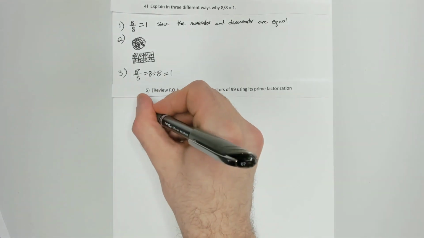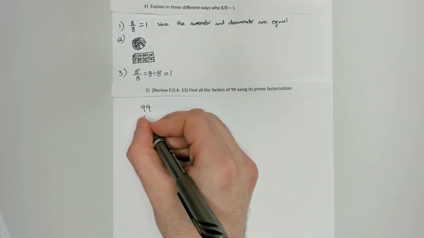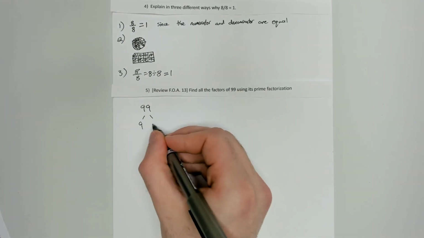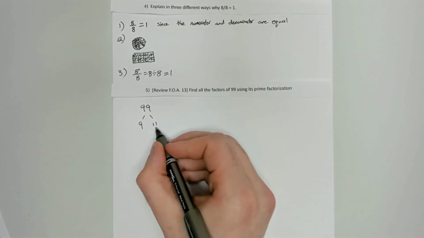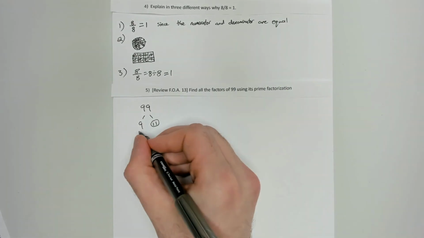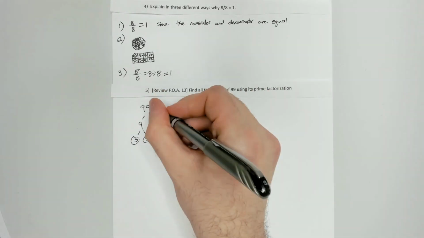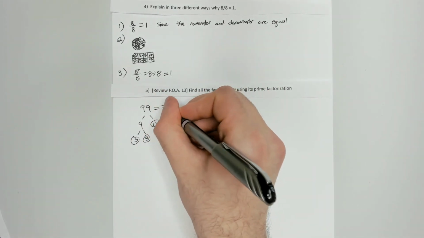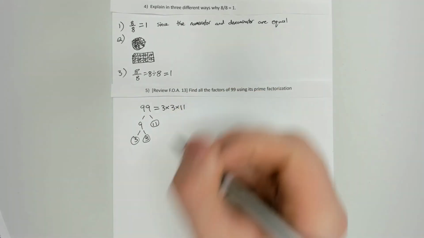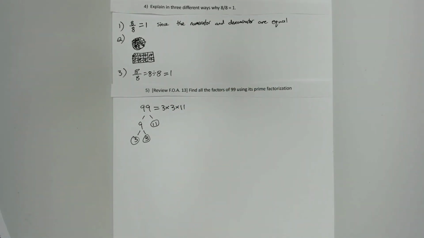So let's start with the prime factorization. 99, that can be split up into 9 times 11. 11 is prime, so we're good there. But 9 can be split up further into 3 times 3, both of which are prime. So that means 99's prime factorization is going to be 3 times 3 times 11. All right, so now that we have that, we just can get all the factors of 99.